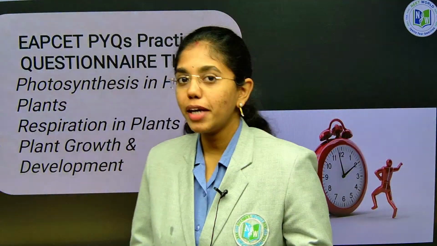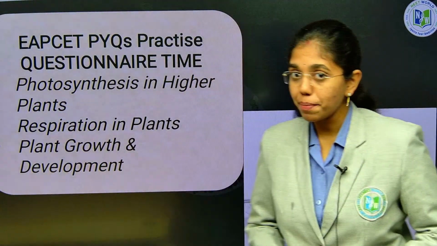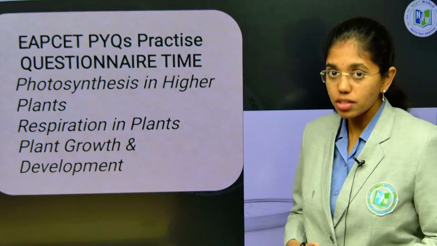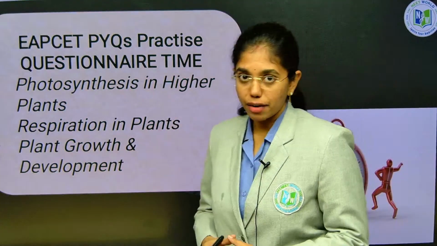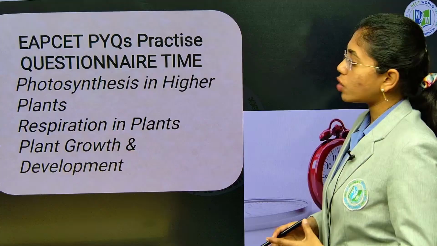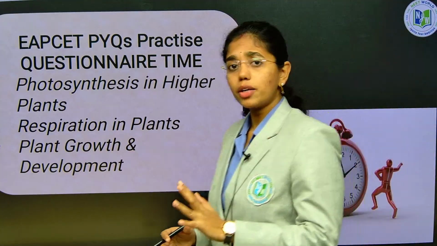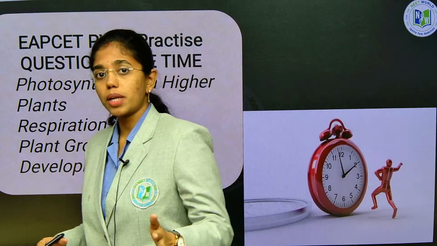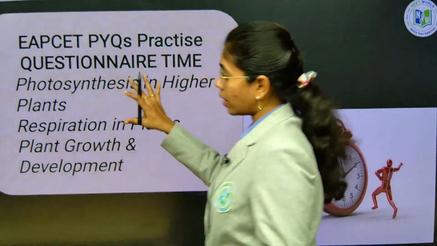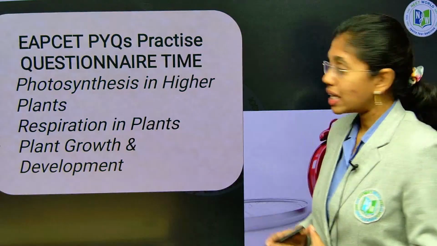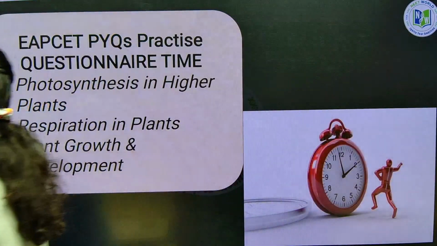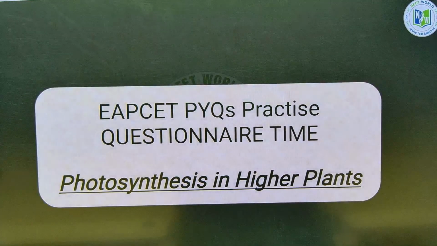So, here will be a mega session on all the EAPCET previous year questionnaire practice from 3 chapters of plant physiology: photosynthesis, respiration and plant growth and development. Previously, we already dealt with the EAPCET PYQs of transport in plants and mineral nutrition, and now we are going with these units. Let's get started with photosynthesis in higher plants first.